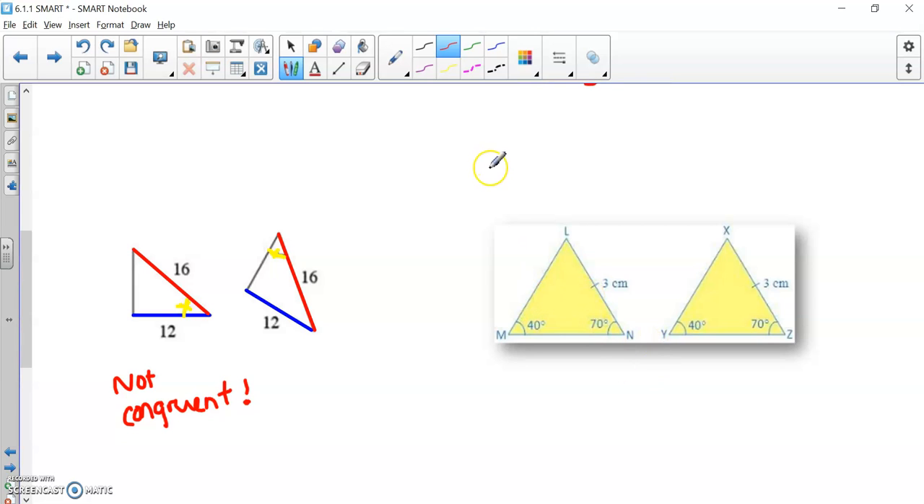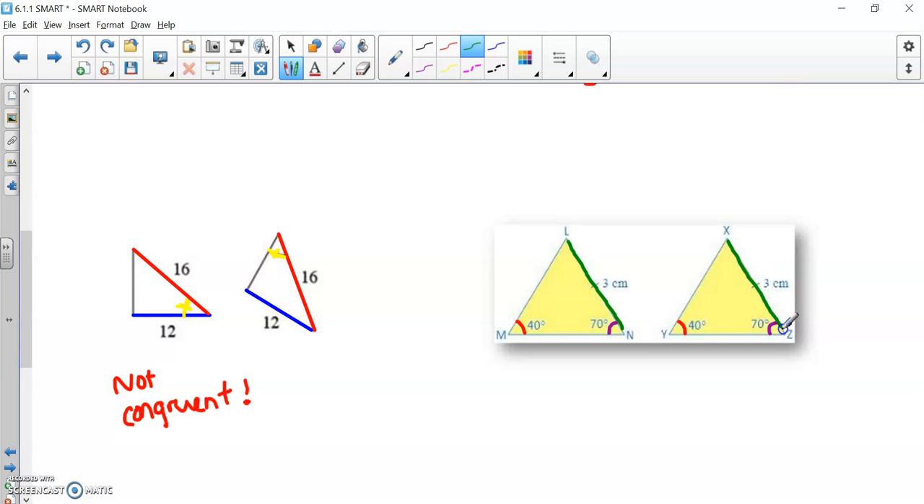All right, for this next one, we have a pretty basic one here. We got a 40-degree angle that matches. We've got a 70-degree angle that matches next. And lastly, we have this whole side that matches. They're both 3.